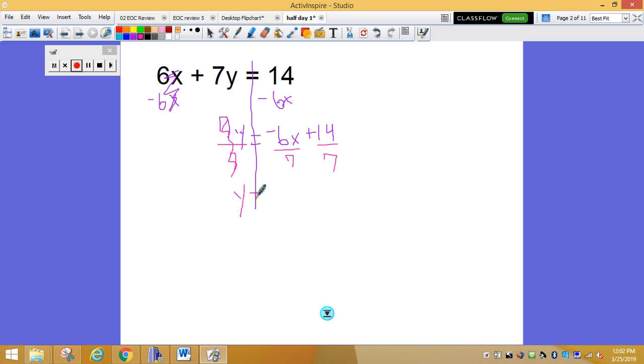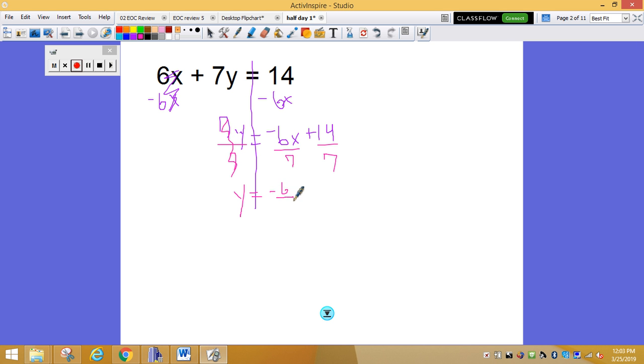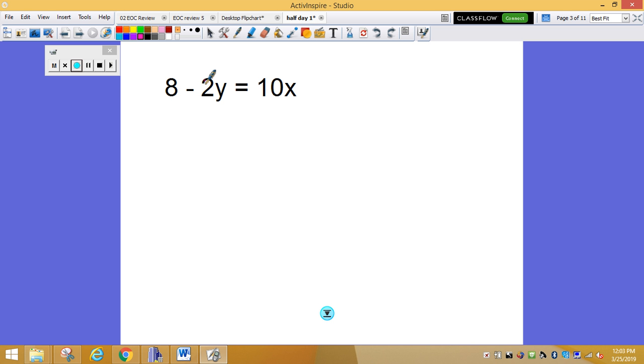So y equals, let's do that division in our calculator, negative 6 divided by 7. We get a long decimal, we're going to change it to a fraction, so we hit math, enter, enter. So we get negative 6/7 x, and 14 divided by 7 is a positive 2. There's the second one. Next up, pause it, write this down, then we'll solve it.